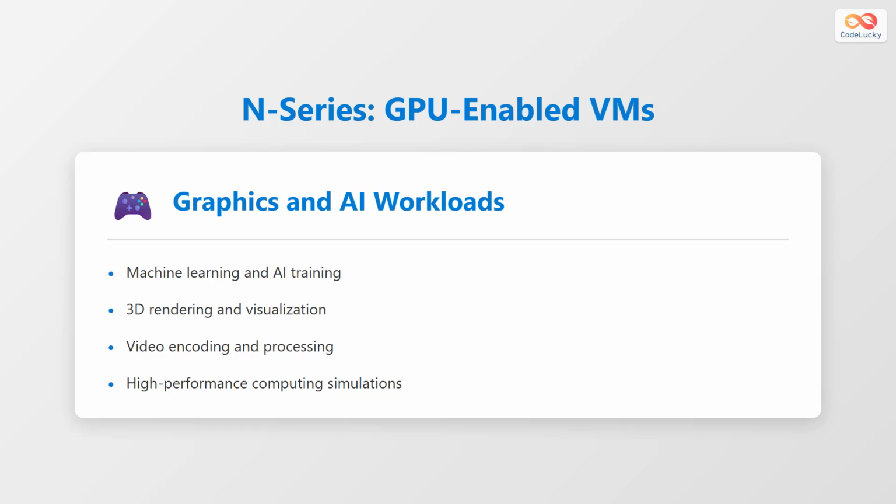N-series VMs are equipped with powerful GPUs, making them suitable for demanding graphics and computation tasks. They're used for machine learning and AI training, 3D rendering and visualization, video encoding and processing, and high-performance computing simulations. These VMs provide the parallel processing power needed for GPU-accelerated applications.